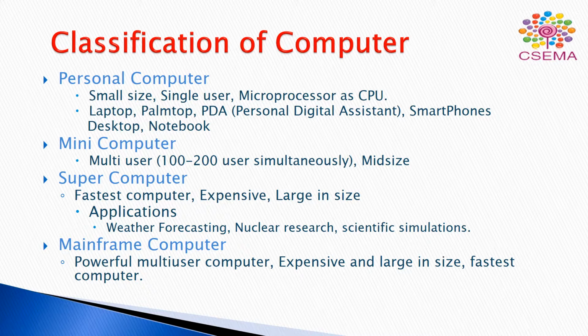And the third category is the supercomputer. A supercomputer is the fastest computer, used to process a large amount of data and instructions within a second or a minute, and it is very expensive and large in size. It can occupy a complete building or a large room, and it's used for faster data transmission.